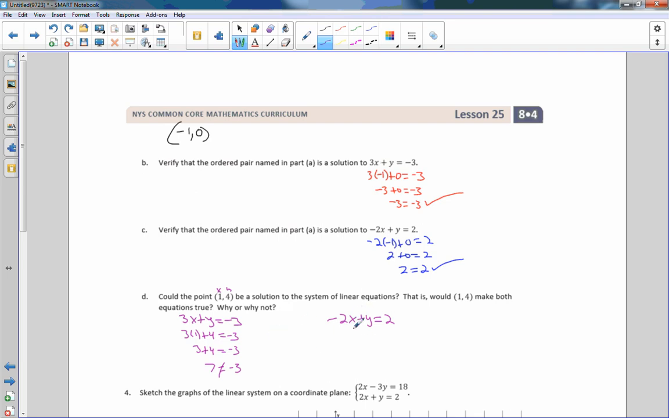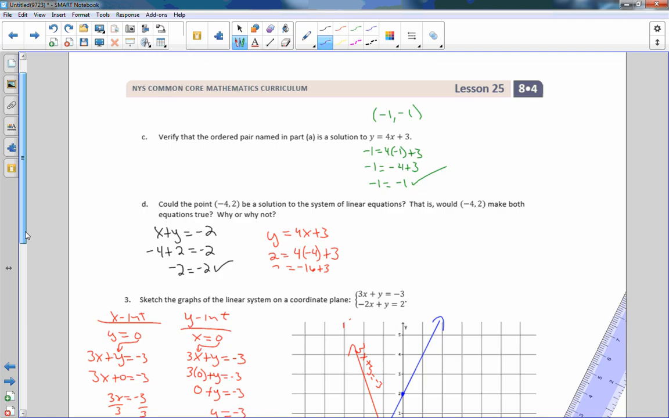Plugging in 1, 4 here, I get negative 2 times 1 plus 4 equals 2. Negative 2 plus 4 equals 2. 2 equals 2. That checks. So the point 1, 4 is on my blue line, but not on my red.